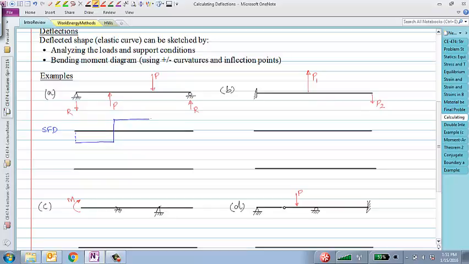It would go all across constant P, and so this is the value R or minus R here. This would be what P minus R up here. It would drop down again by P, go out here, and come back to 0 like that. Shear force diagram is that. How about the bending moment diagram?